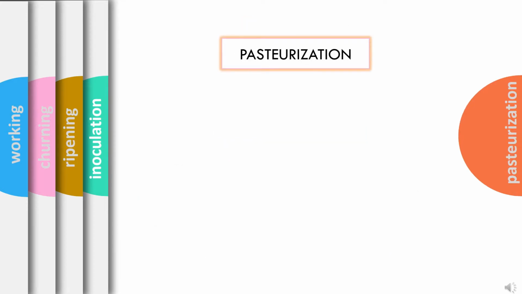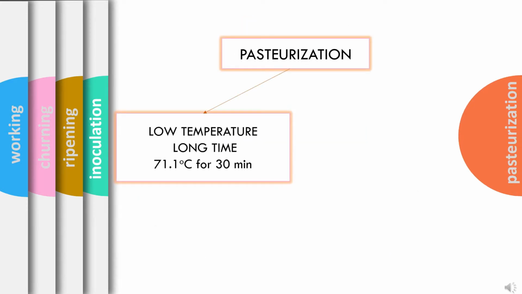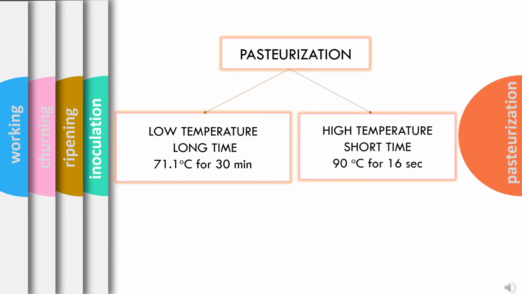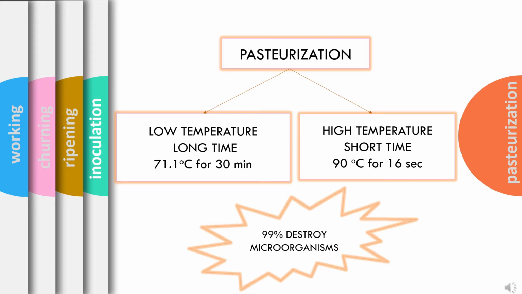Then, the milk is pasteurized at 71.1 degrees Celsius for 30 minutes using low temperature long time, or 90 degrees Celsius for 16 seconds using high temperature short time, which is the most common treatment required for fluid milk. This will lead to nearly 99% destruction of microorganisms in the milk.